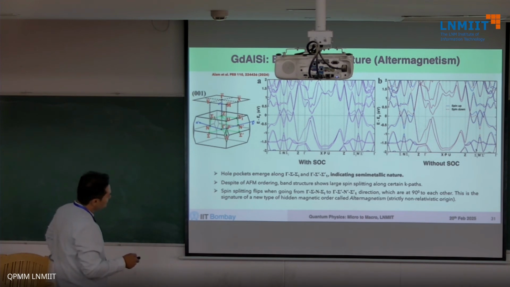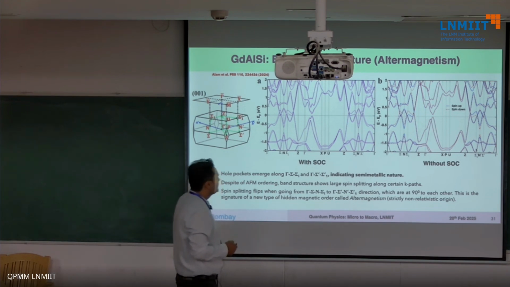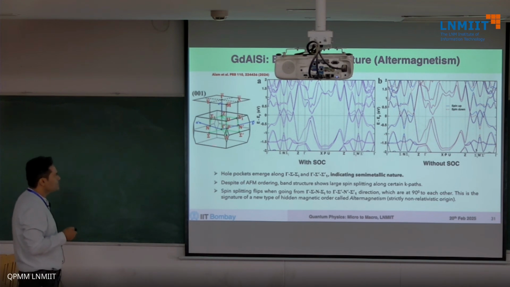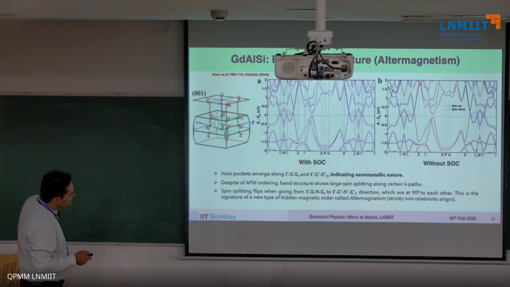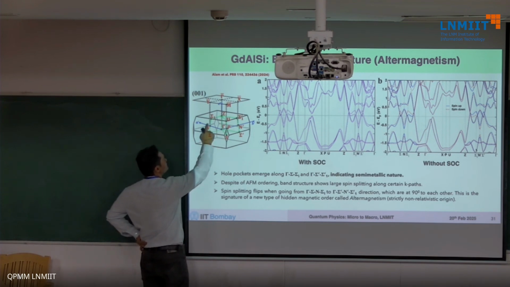However, there are also other paths where they are actually degenerate, they spin up and down. Now, this can be seen from here. This is the corresponding Brillouin zone for this particular compound. And you can see that the direction in which they are non-degenerate are basically starting from gamma, sigma, n, sigma 1, z, which is this plane.